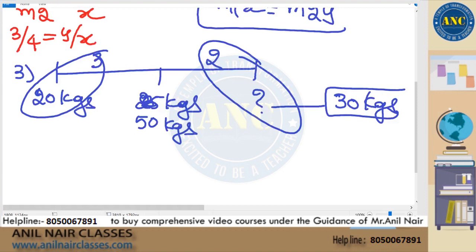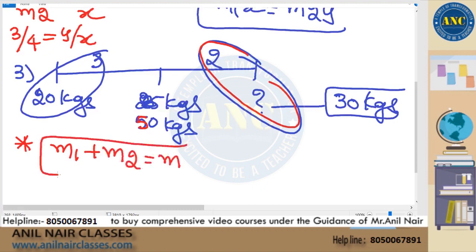I hope it is clear. Left hand side and right hand side, the weighing should be the same. So 20 3s are 60, and here also it should be 30 2s are 60. 20 plus 30 is 50. I hope the concept is clear. Again, I am repeating it. M1 plus M2 should be equivalent to M. M is the equilibrium state.